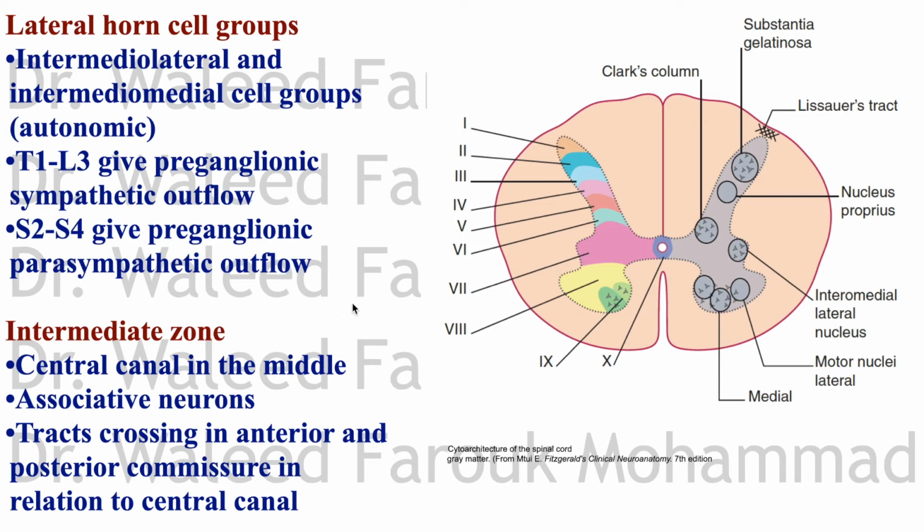Intermediate zone, central canal in the middle. This is the intermediate zone. It has associative neurons and tracts crossing in the anterior and posterior commissures, anterior and posterior to the central canal, which may be affected in some cases like syringomyelia, for example. And those that cross for pain and temperature, so there will be a loss of pain and temperature in syringomyelia.